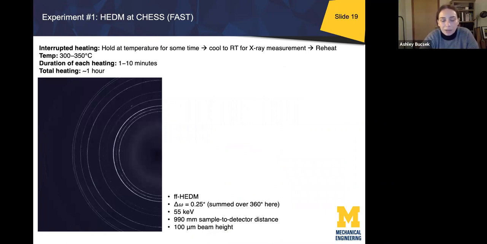So we're starting out at CHESS, and we did far field HEDM. Here it's a 2 detector setup. So here's one of the detectors. This was done at 55 keV, 990, so about a meter sample to detector distance, 100 micron beam height, and it's what I call interrupted heating. We didn't have a great temperature calibration, so we decided to heat it, hold it for a couple minutes, cool it, and then check it there at room temperature. So all our measurements are at room temperature. But we heated to somewhere between 300 and 350 degrees C, and the total heating was 1 hour.